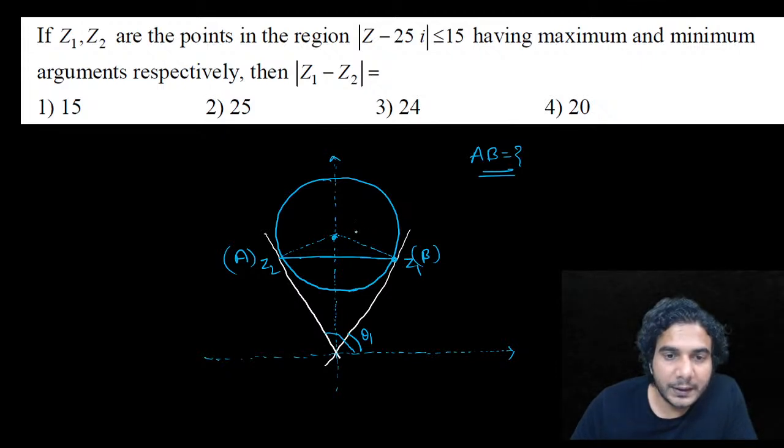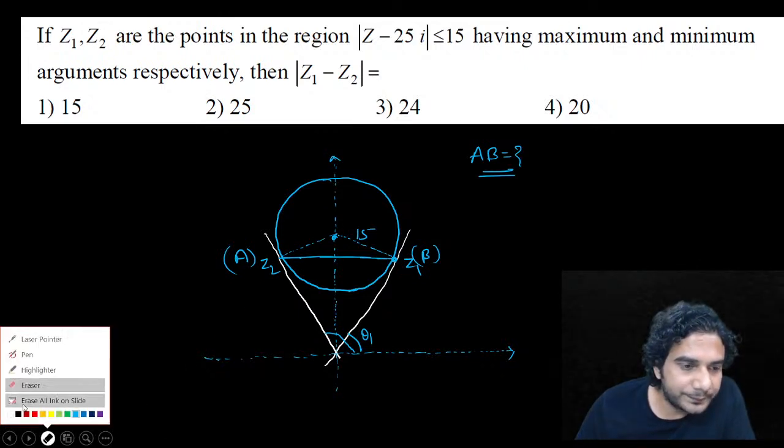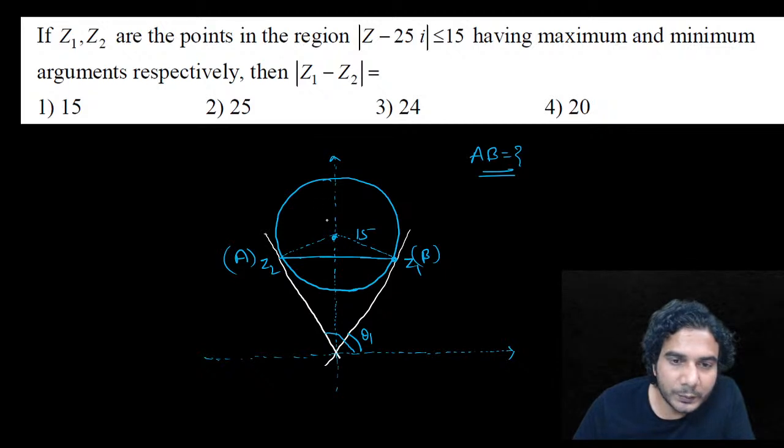So now we can answer it. The radius of the circle is 15, right? Radius of the circle is 15, and say this point is C. Let's take this center C. This point is C and this point is O. So CO is 25, right? Using this, we can find this angle.